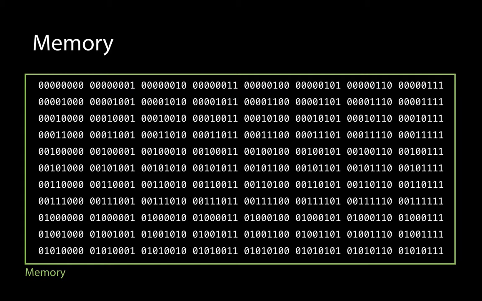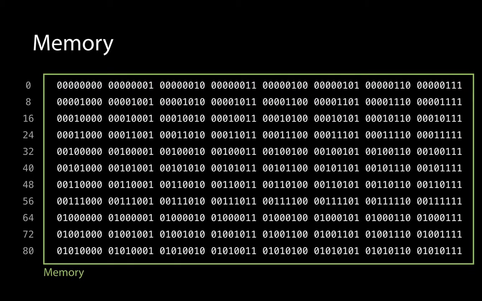So to make it a little easier to look at the memory address of each byte here, I'm just going to label each row in this diagram with the memory address of the first byte in that row. So our first row in this diagram goes from memory address 0 to memory address 7, our second row goes from memory address 8 to memory address 15, and so on. It's typical when we denote memory addresses, however, to use hexadecimal.